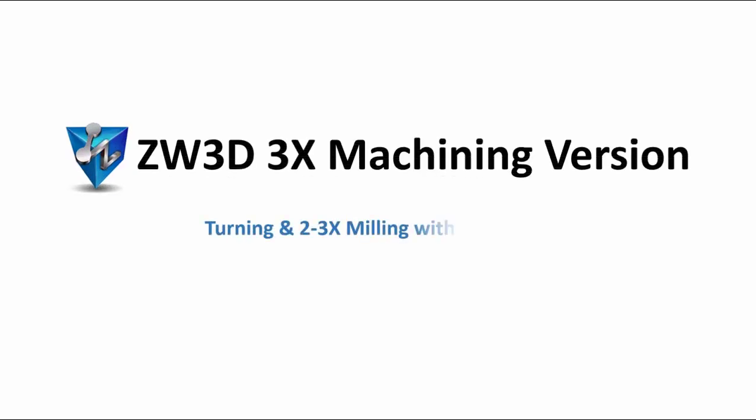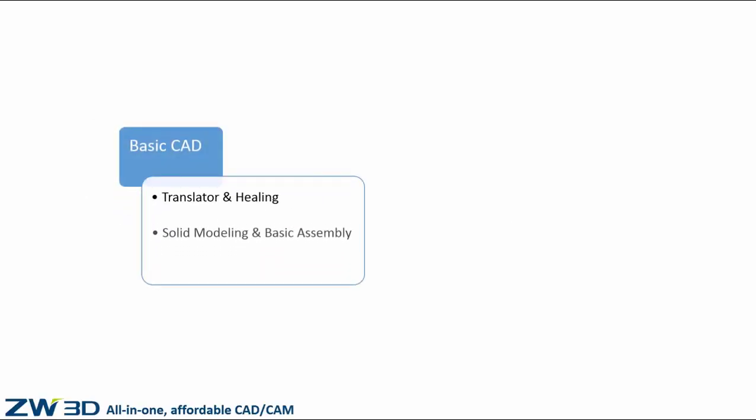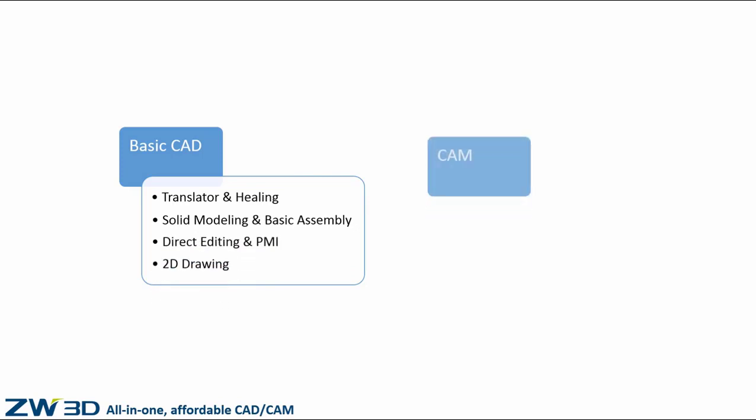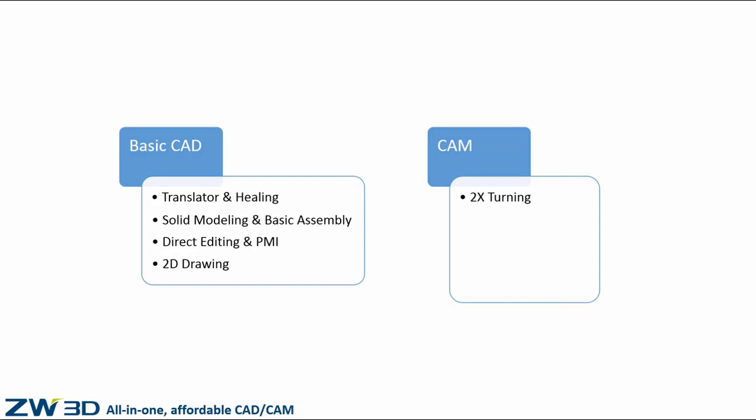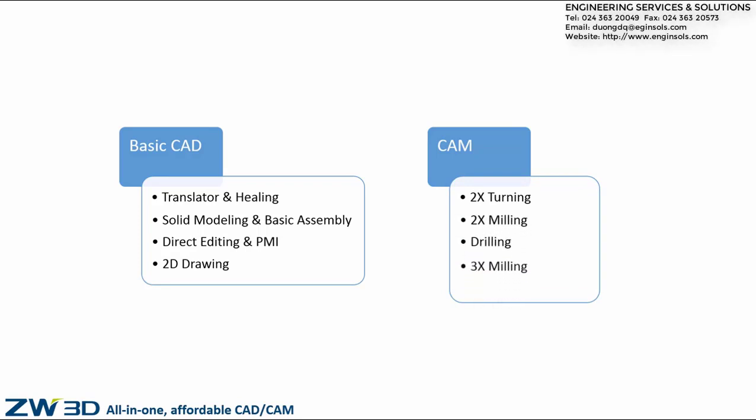ZW3D 3X milling version, turning and 2 to 3X machining with basic CAD. ZW3D 3X machining version provides basic CAD functions and 2 to 3X machining functions, including 2X turning, 2X milling, drilling, 3X milling, and more. With 2 and 3X milling, turning, and drilling functions, ZW3D delivers easy and efficient manufacturing.